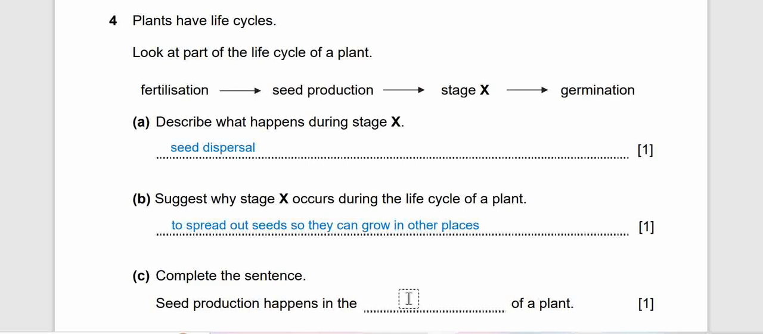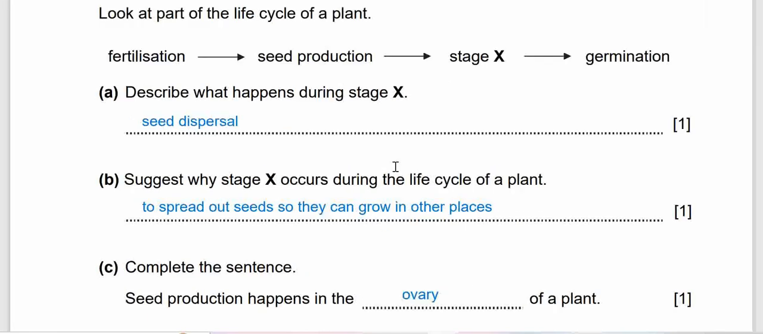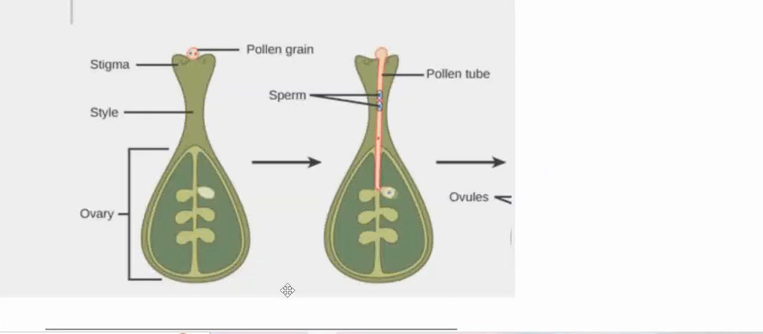Alright, let's open up the answer. Here we go. The answer is the ovary of a plant. Let's take a look for a while. Here's the explanation. Pollen grain is from the male parts. It moved down to the ovule and fuse with the ovule. Then it will form a seed inside. These structures we call the ovary. So seed formation is in the ovary.